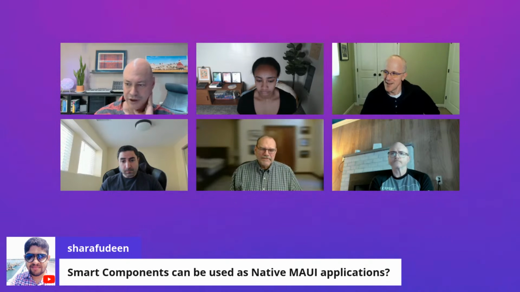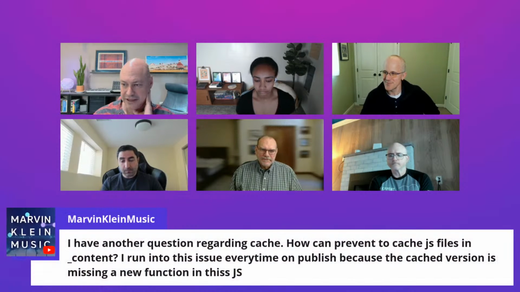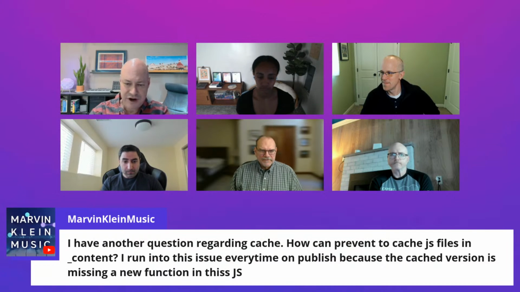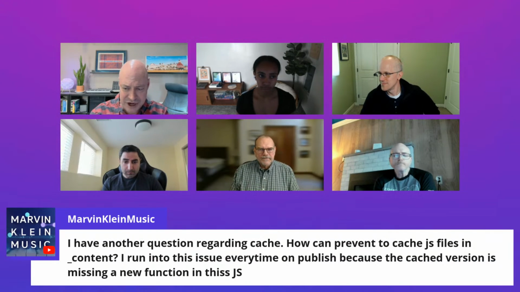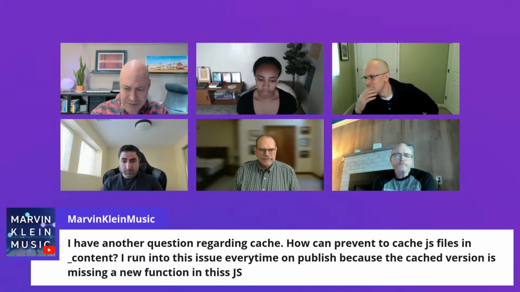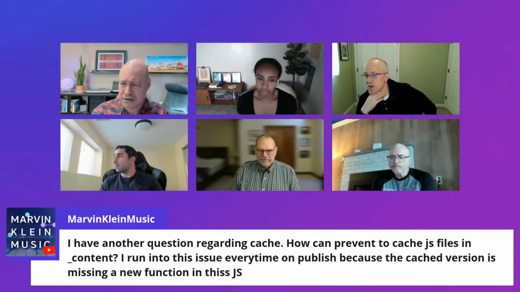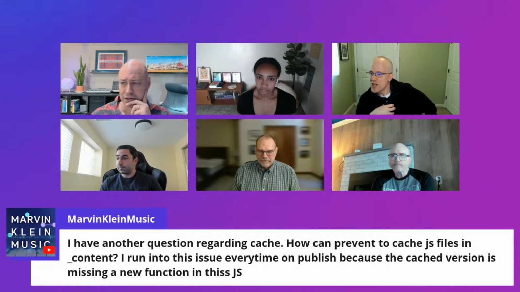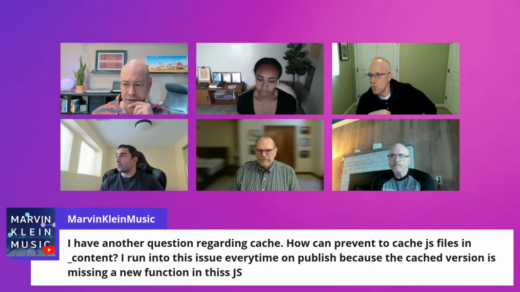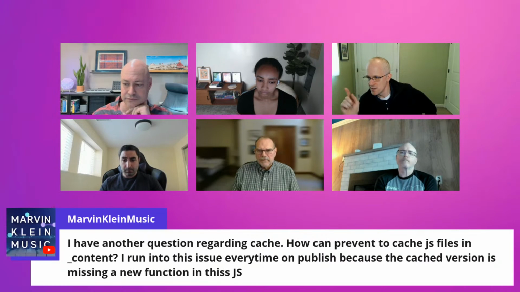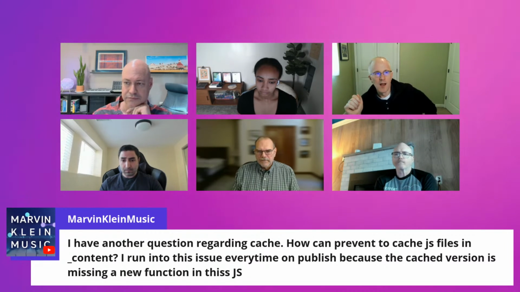So okay, cool. All right, let me see. Question regarding cache: how can I prevent caching JavaScript files in _content? I run into this issue every time I publish because the cached version is missing a new function. Would this be fixed by the fingerprinting thing you were talking about? Yes, it will. For files that we generate and links to those files that we create, we will use the fingerprinted file name by default. So that will avoid this type of problem.